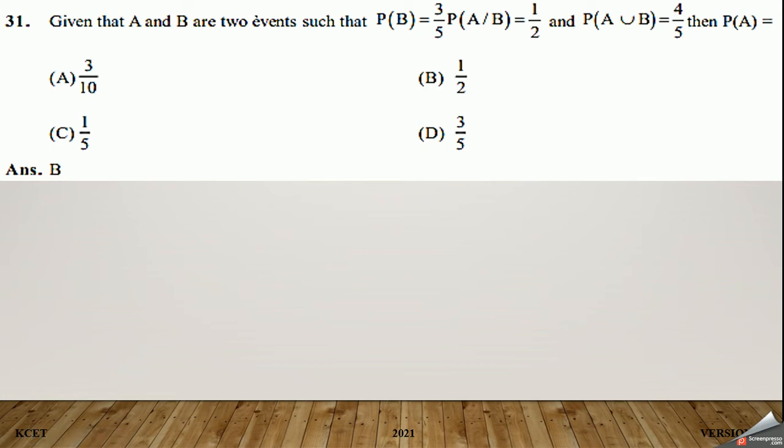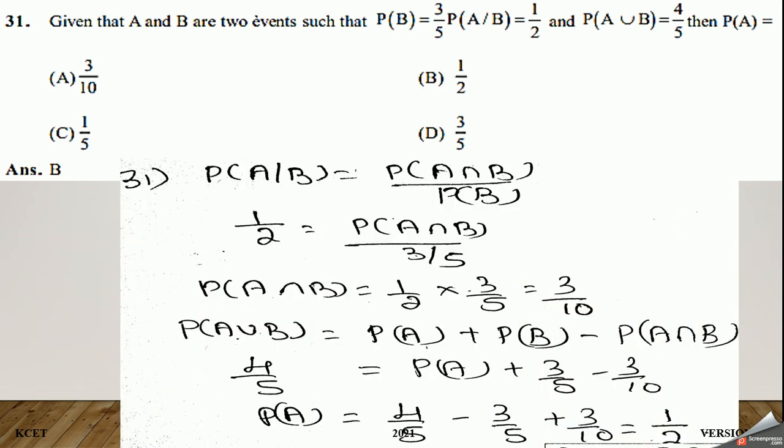Then I can use the formula P of A union B equals P of A plus P of B minus P of A intersection B. When I use the conditional probability, I'm going to get P of A intersection B as 3 by 10. So substituting the value of P of A intersection B in this formula, I'm going to get P of A as 4 by 5 minus 3 by 5 plus 3 by 10, which is equal to 1 by 2. So option B is the answer.